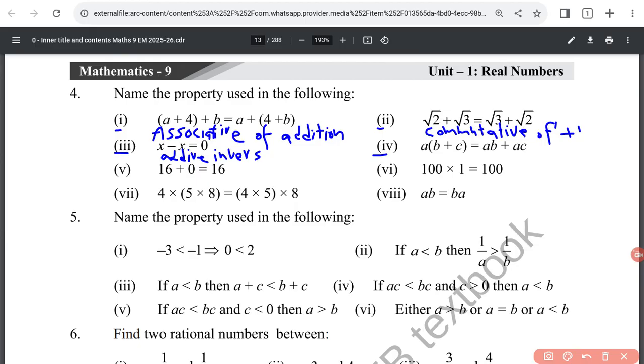So it is the distributive property. If we talk about the fifth one, that is 6 plus 0 is equal to 6, additive identity. So we write here additive identity.